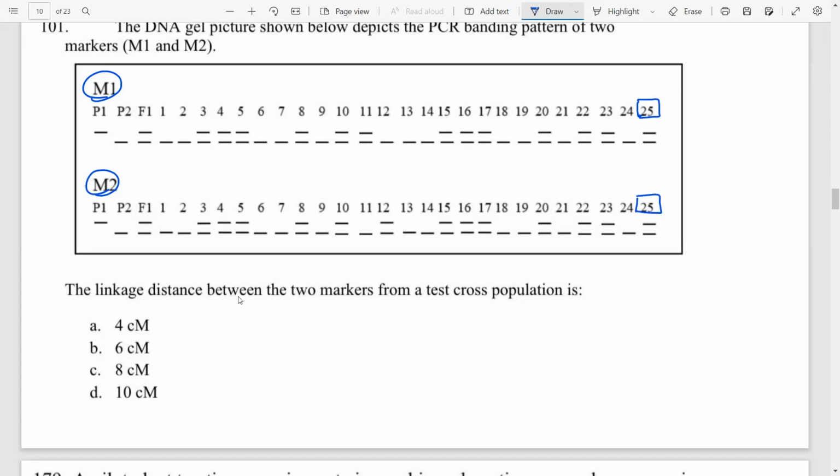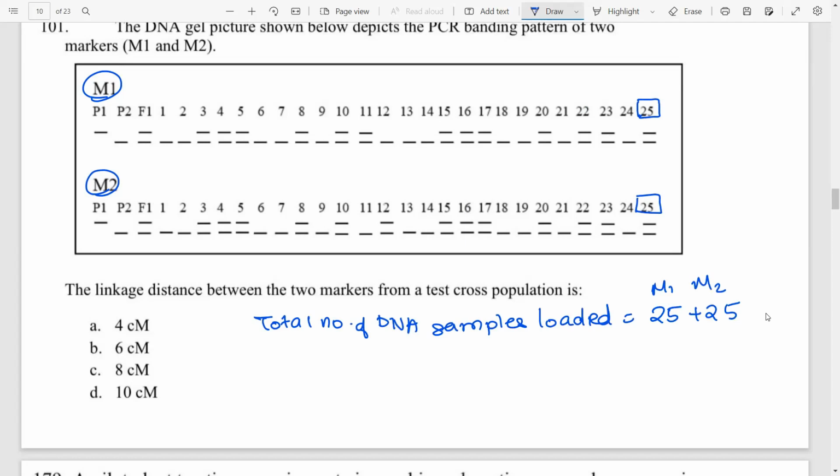So from this, what you can make out is the total number of DNA samples that are actually loaded in this PCR banding pattern. How much? 25 for M1 and 25 for M2, right? So the total amount of DNA loaded is 50 molecules. So 25 of M1, 25 of M2, right?